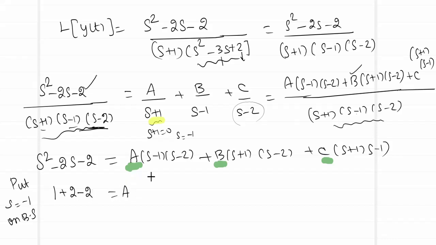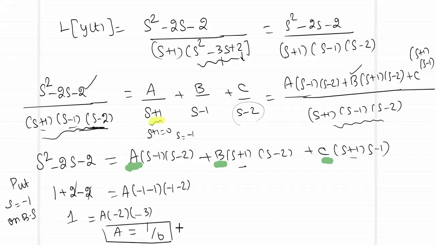And the right hand side now becomes, since s is minus 1, wherever I have s plus 1, that will become 0. So this term will become 0, leaving you with just the A coefficient, where s takes the value minus 1: minus 1 minus 1 and minus 1 minus 2. Now on simplification, I have this equal to minus 2 and this equal to minus 3. Hence, A is nothing but 1 by 6. Hence, I have obtained the value for A.